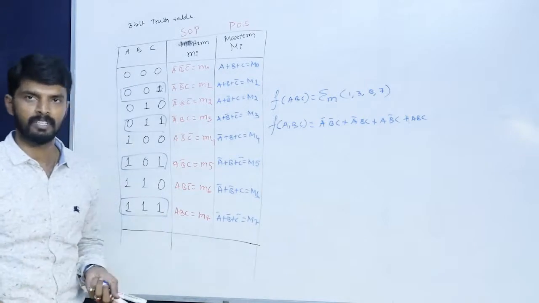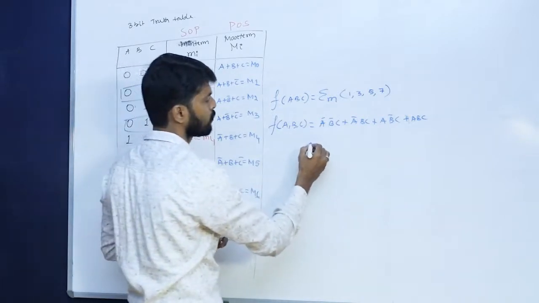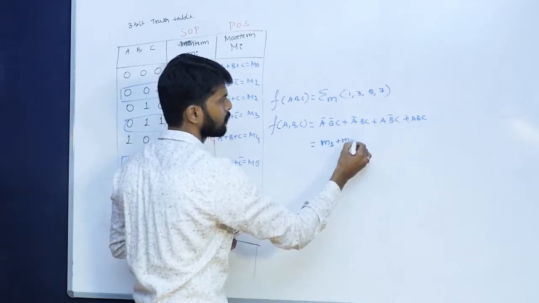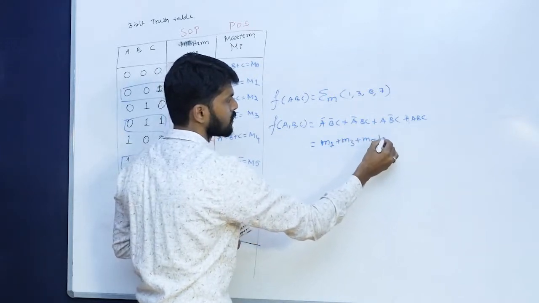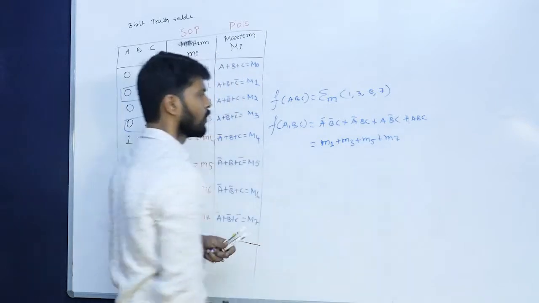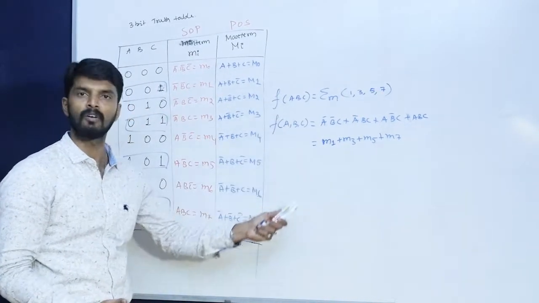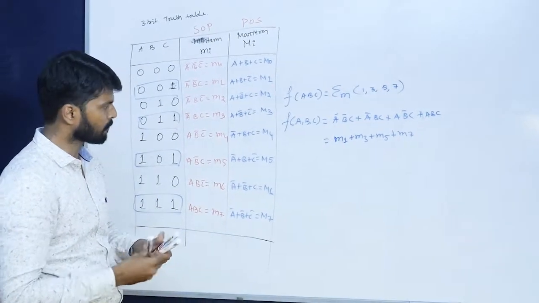So both the representations are the same. Sometimes you may get it like this: M1 plus M3 plus M5 plus M7. So this is up to you how you are going to represent it. You can represent it in all three ways.